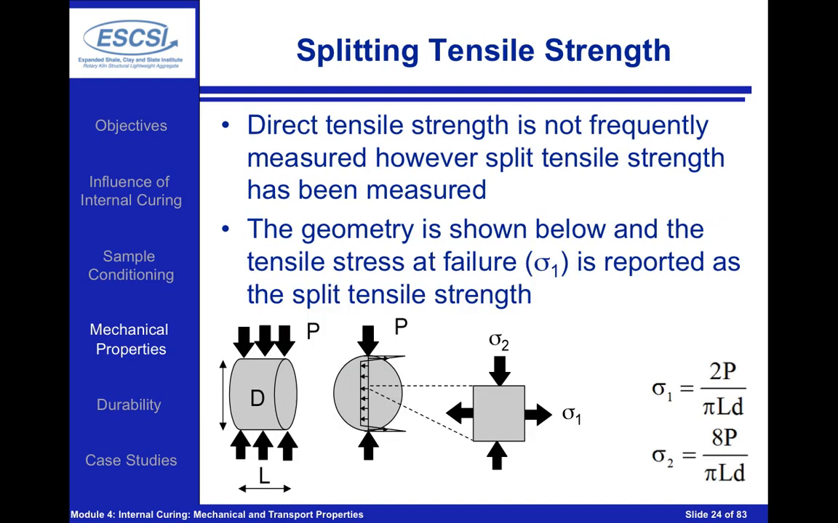Now that talks about compressive properties, but frequently people want to look at other properties in the system, and direct tension is often very difficult to do. So people will frequently measure things like splitting tensile strength.